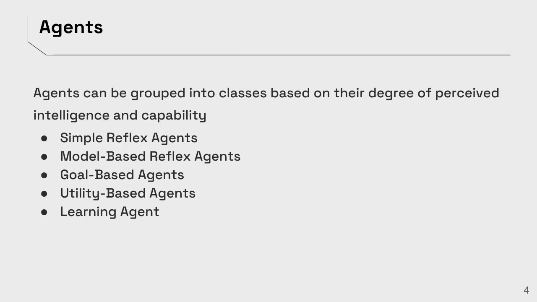Agents can be classified according to the degree of perceived intelligence and capabilities. The most basic type of agents are simple reflex agents. This kind of agents observe the environment and based on that observation, they execute some action. For example, think of a thermostat. A thermostat will turn on the heating system when the temperature reaches a certain threshold.